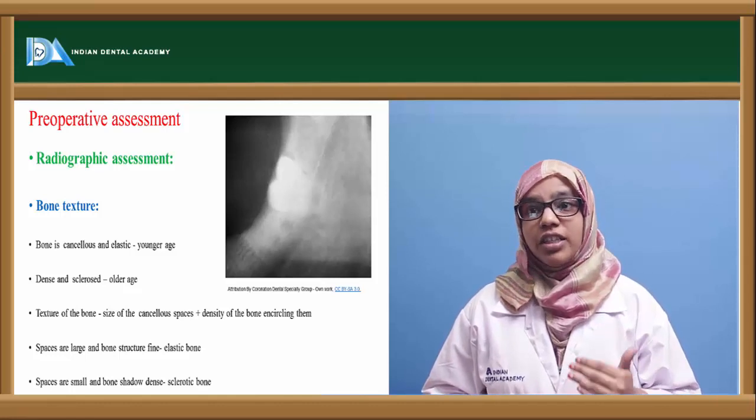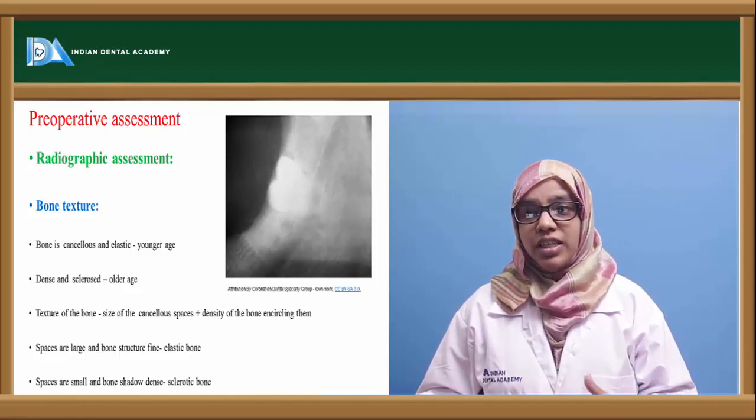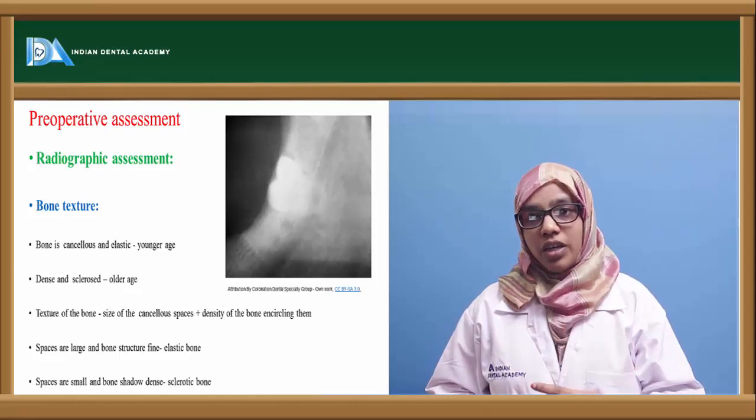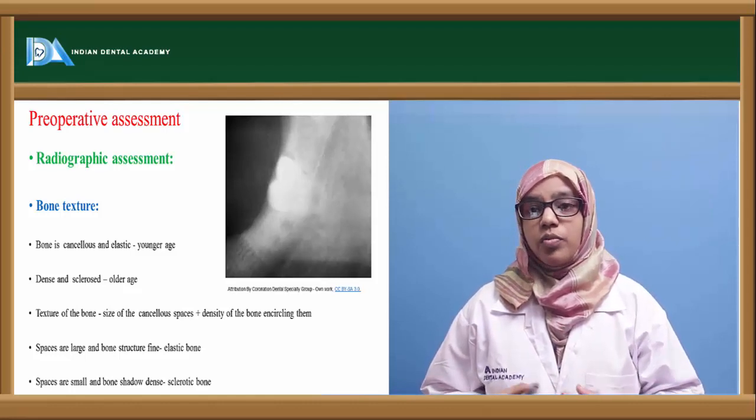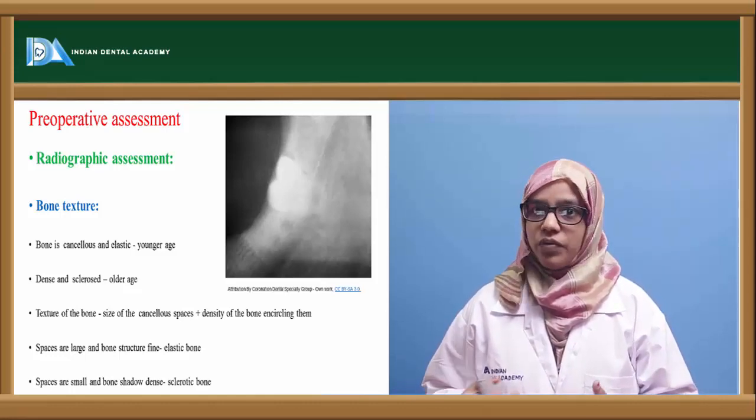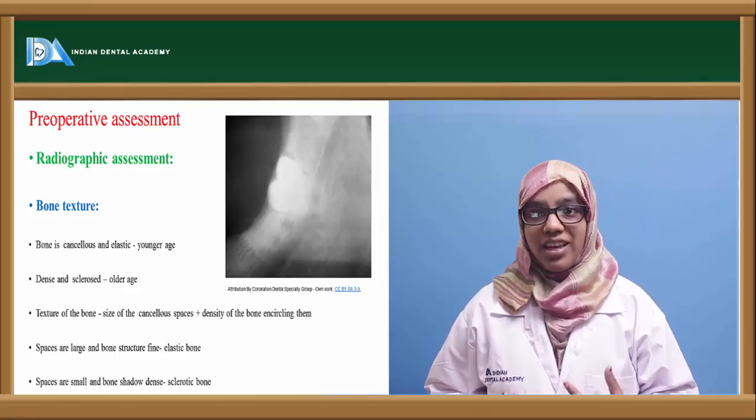After that, you check the texture of the bone. You see the cancellous bone. Now in case of young children, the bone is more cancellous and elastic. And in case of the adult, the bone is more sclerotic and dense.